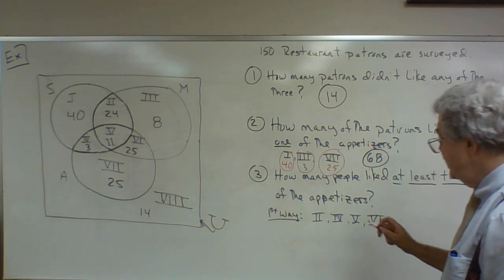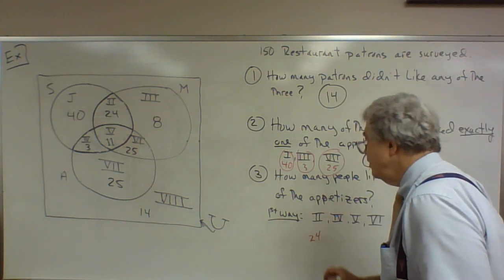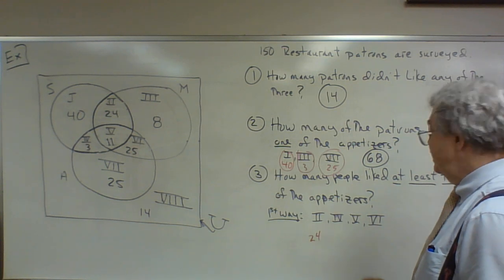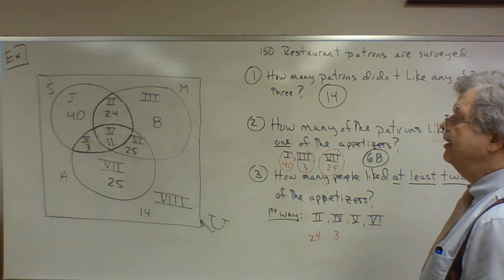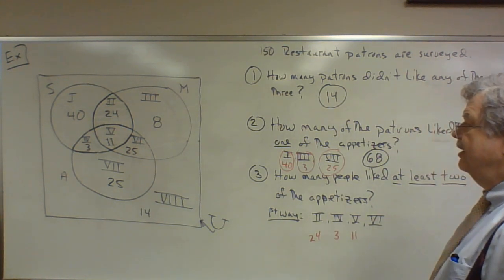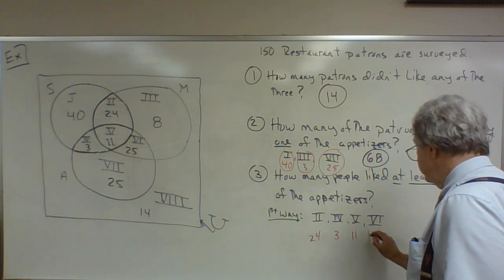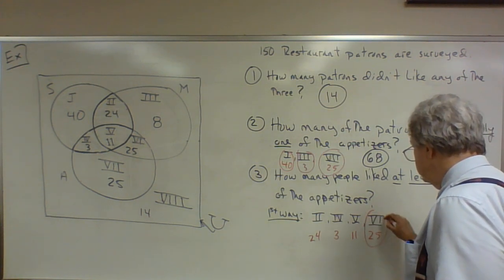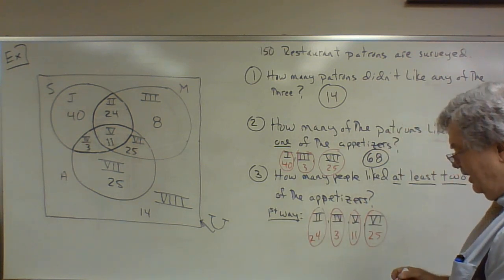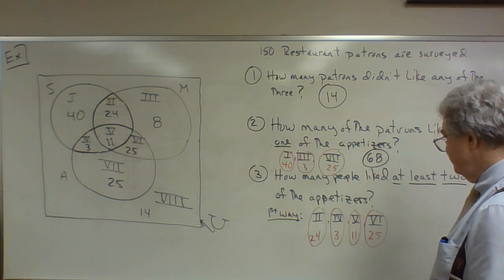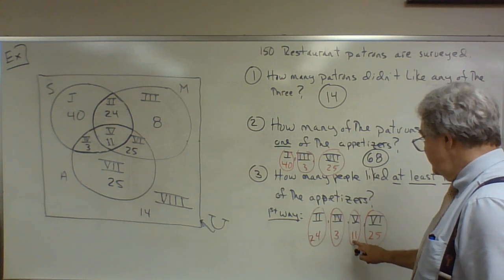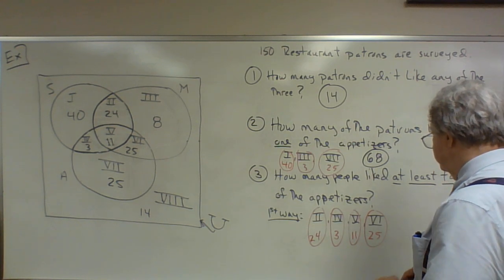And in region 2, we have 24. In region 4, we have 3. Region 5, we have 11. And region 6, we have 25. So let's see, if we add them all up, 27, 38, 63.